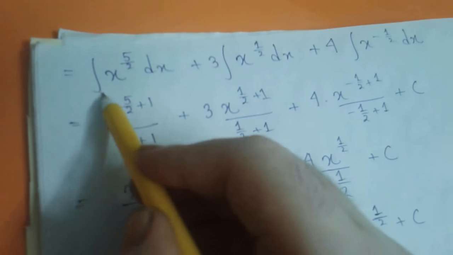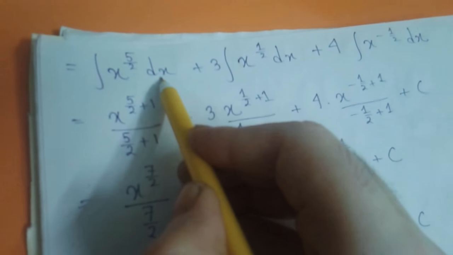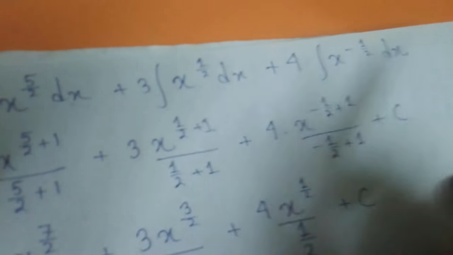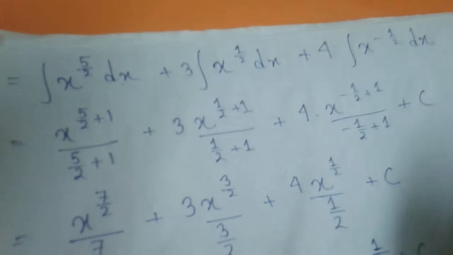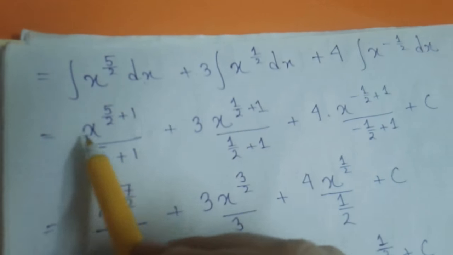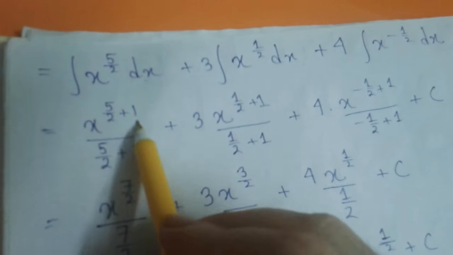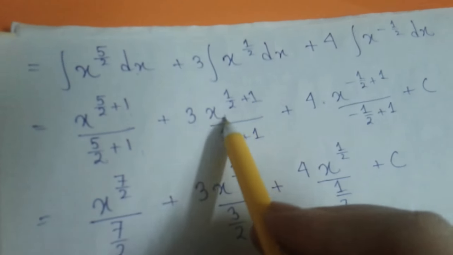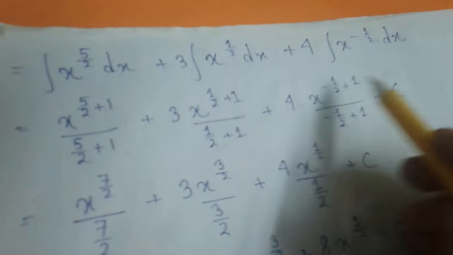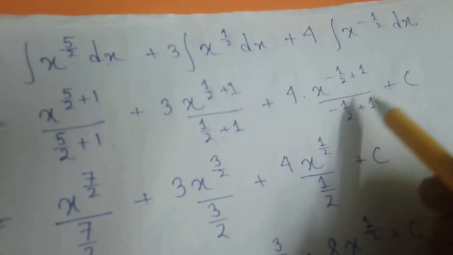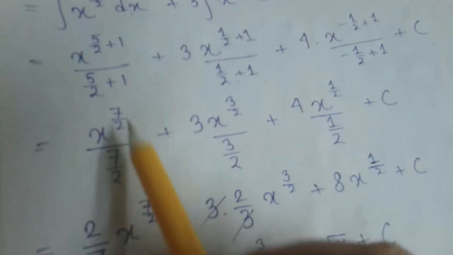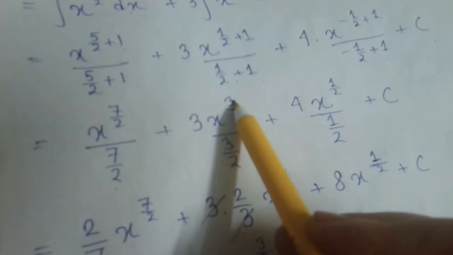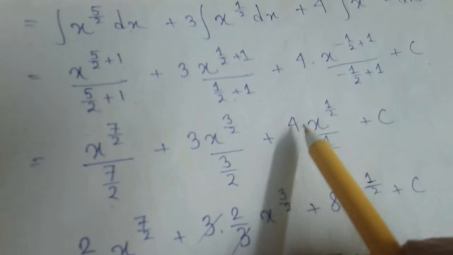That is equals to integration of x to the power 5 by 2 into dx plus 3 into integration of x to the power half dx plus 4 into integration of x to the power minus half dx. Using the formula, equals to x to the power 5 by 2 plus 1 divided by 5 by 2 plus 1, plus 3 into x to the power half plus 1 divided by half plus 1, plus 4 into x to the power minus half plus 1 divided by minus half plus 1, plus constant c. That is x to the power 7 by 2 divided by 7 by 2, plus 3 into x to the power 3 by 2 divided by 3 by 2, plus 4 into x to the power half divided by half, plus c.